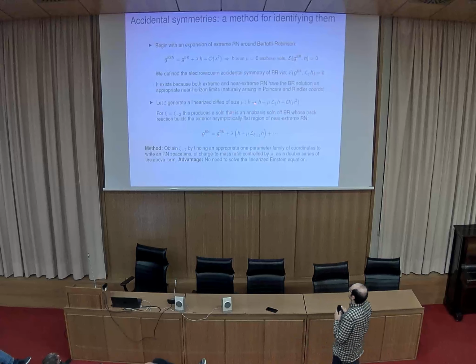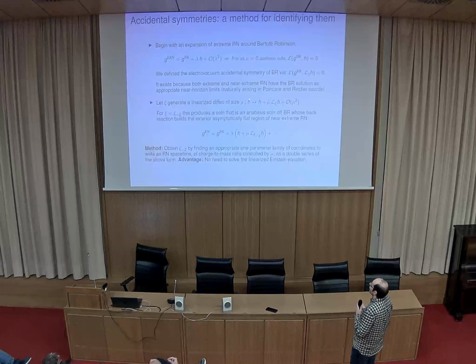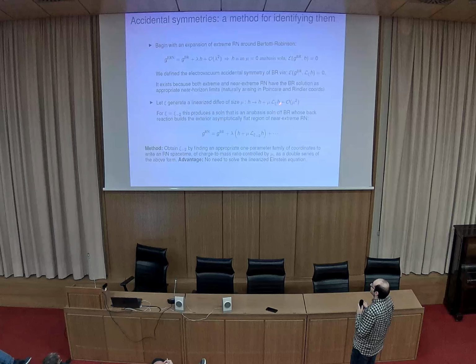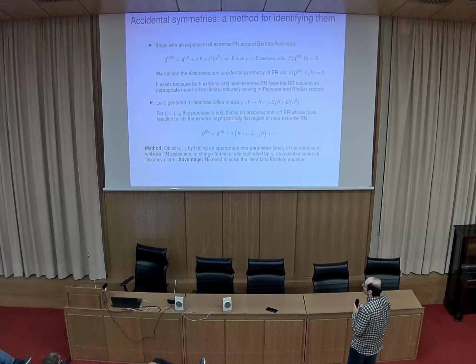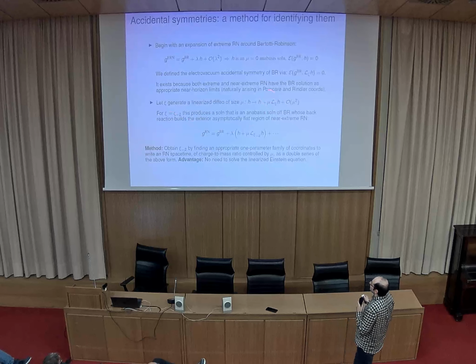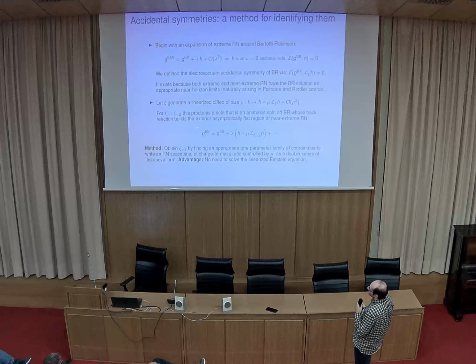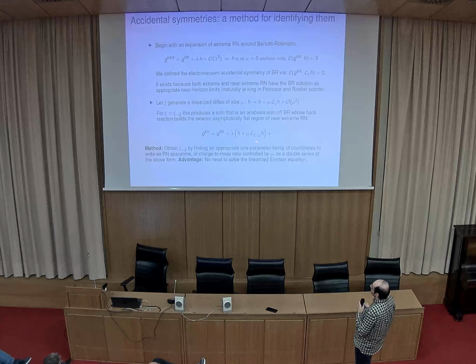So suppose now you think again about doing this linearized diffeo only on the perturbation. So you send h to h plus the derivative of h, and let's say the diffeo is of size mu. What we learned before is that for the accidental symmetry of interest, xi minus 2, this thing that was produced this way could have been thought as a new perturbation around Bertotti-Robinson, which in a series like that builds not extreme Reissner-Nordström anymore, but near extreme Reissner-Nordström. So unlike this guy, little h, which built extreme Reissner-Nordström, this guy builds near extreme Reissner-Nordström.